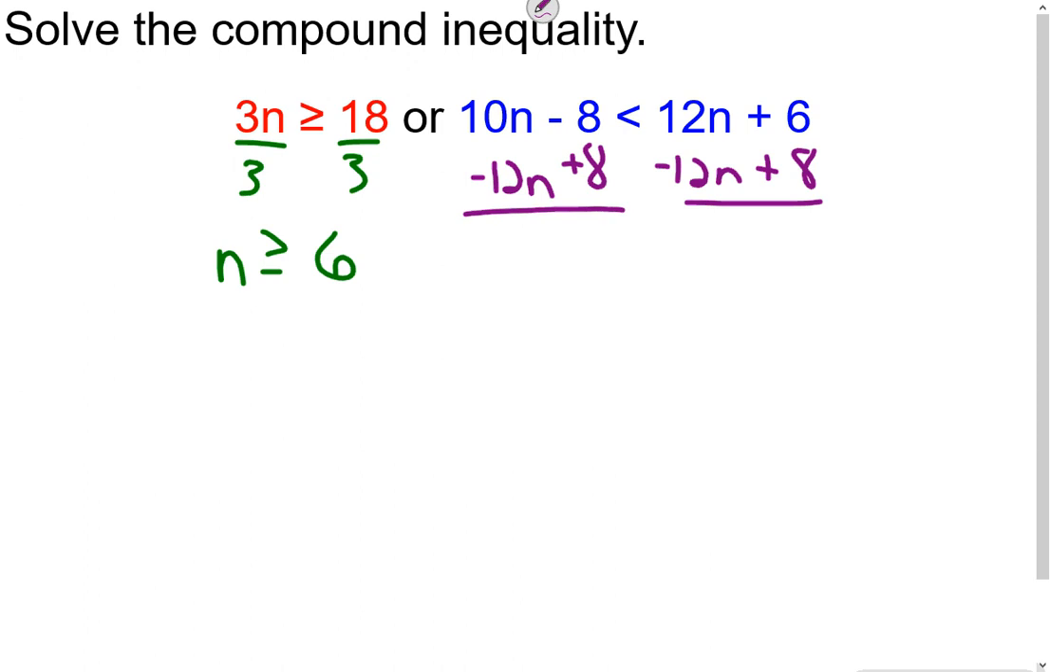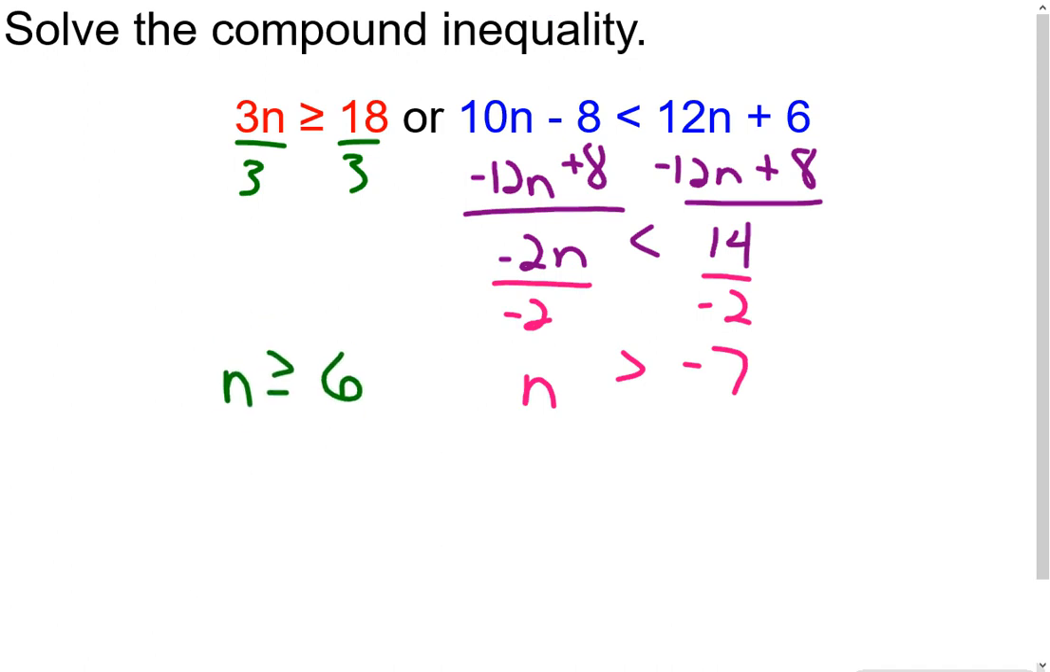And I end up with negative 2n on the left side. I end up with 14 on the right side. Since I'm just adding and subtracting, my sign stays as is. And now I'm going to divide both sides by negative 2. But remember, when we multiply or divide by a negative, we have to flip the sign to look like this. So again, we have our two inequalities. This was an or statement.